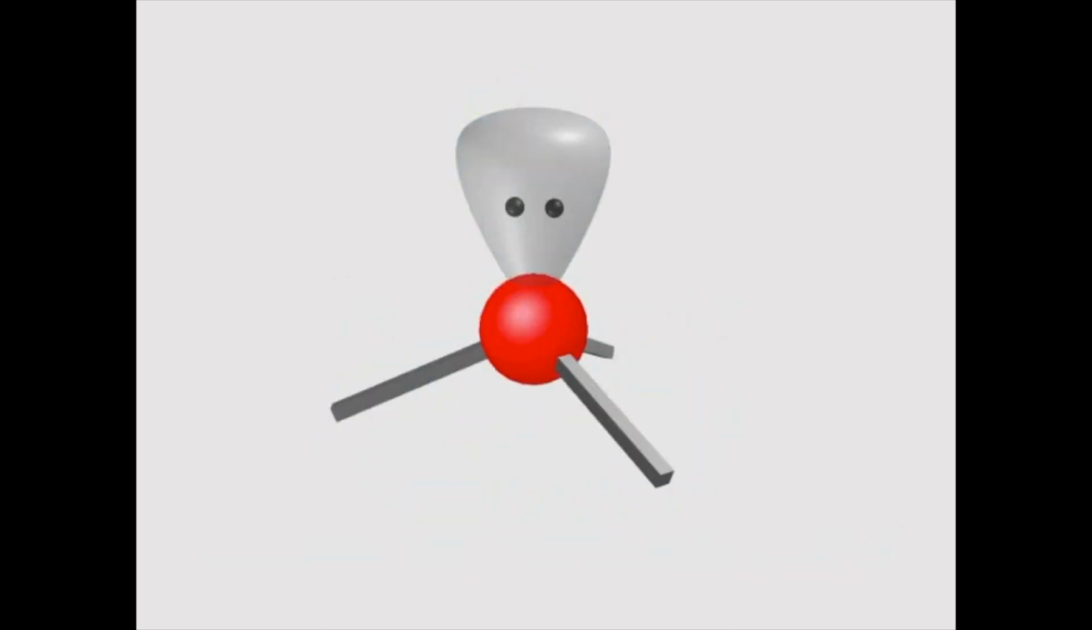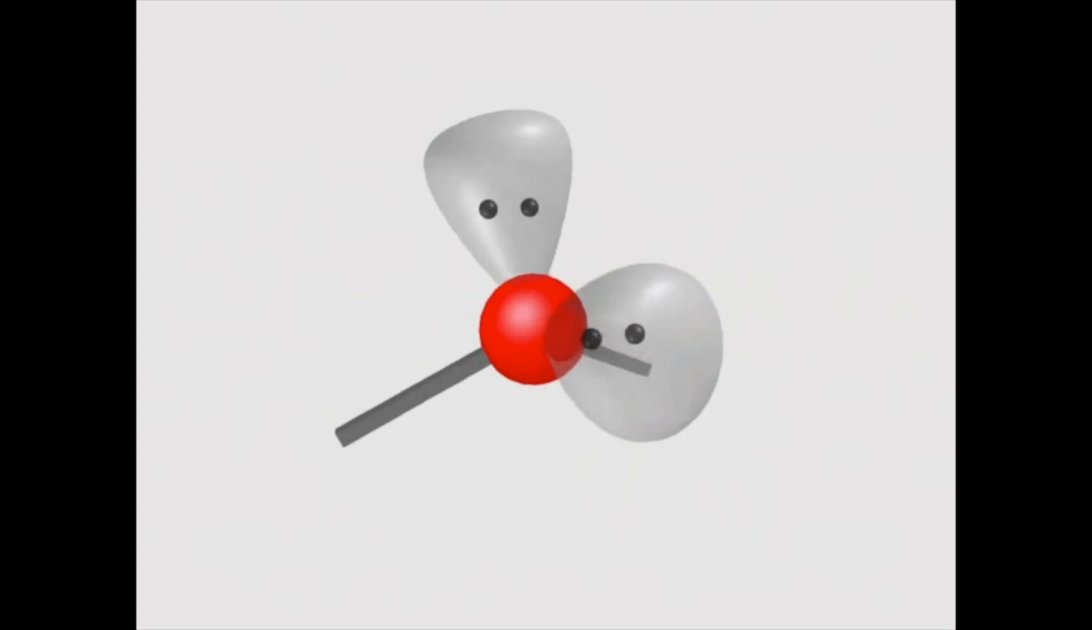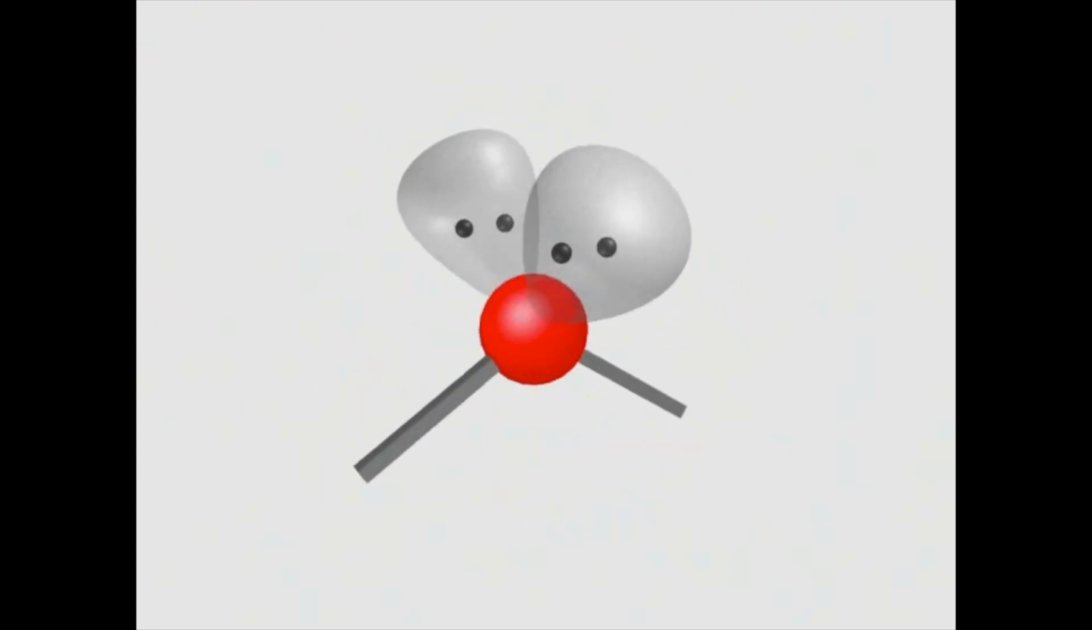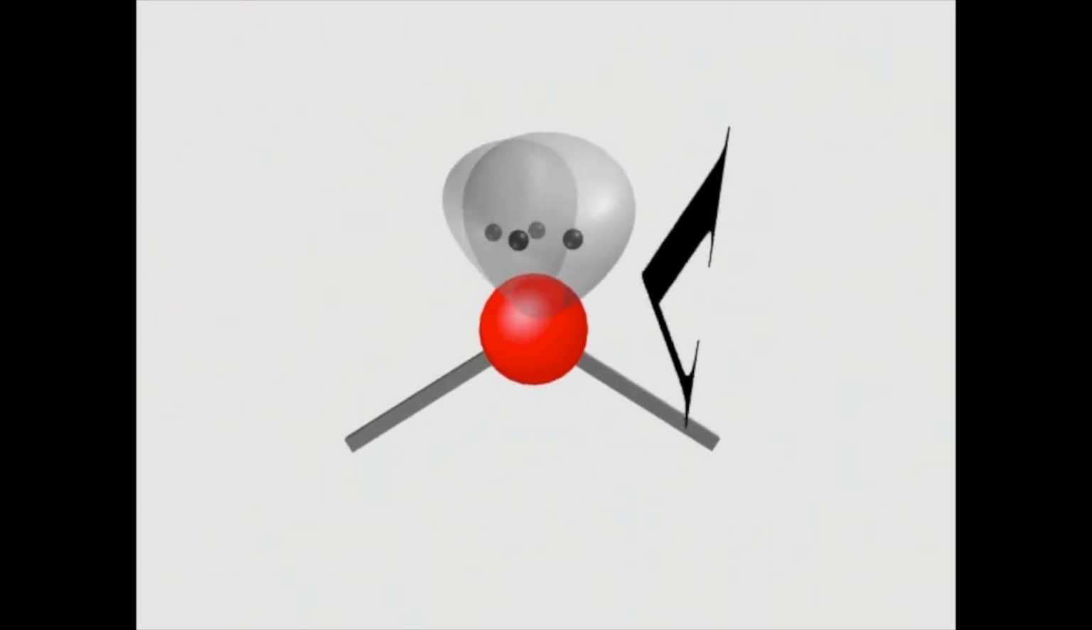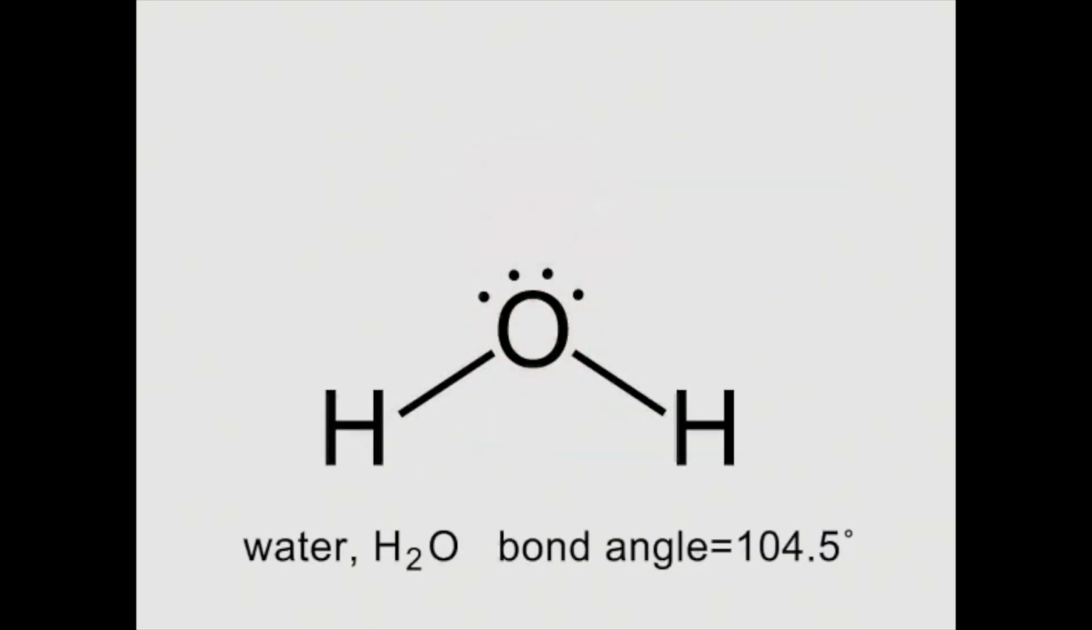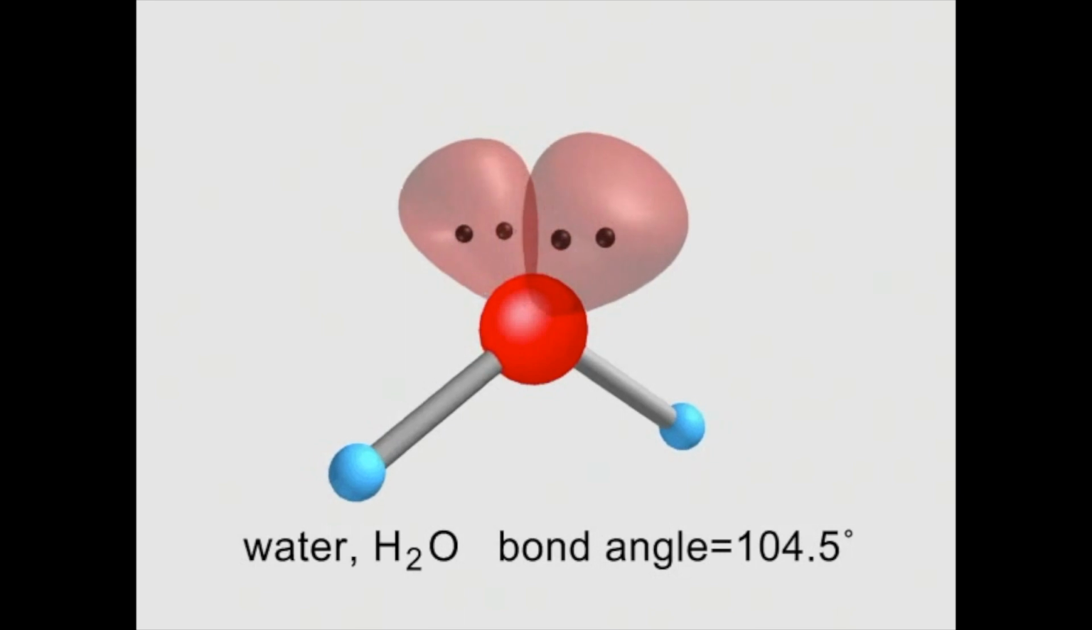When 2 of the 4 groups are lone pairs, the molecule has a bent or V shape. 2 lone pairs exert greater repulsions than 1, so the bond angle is reduced even further. Water, for example, has a bond angle of only 104.5 degrees.